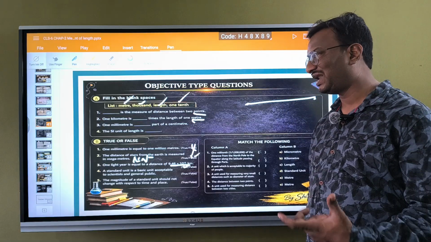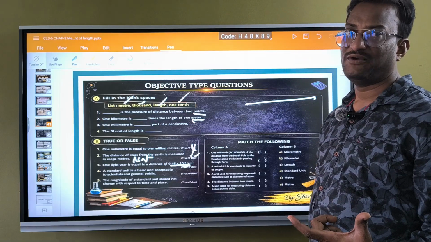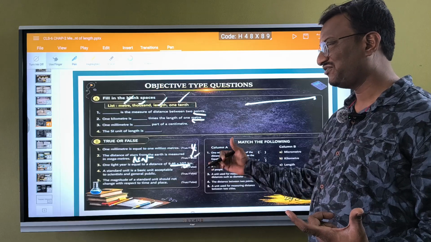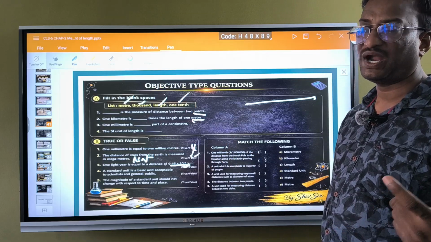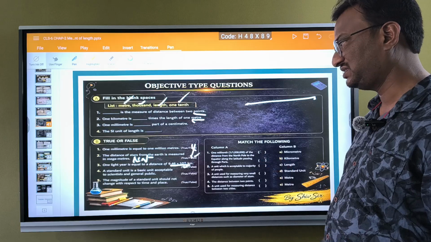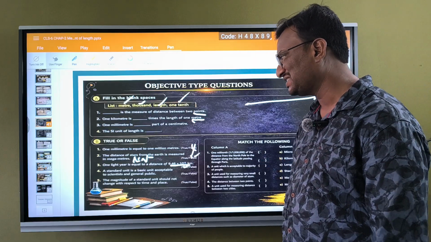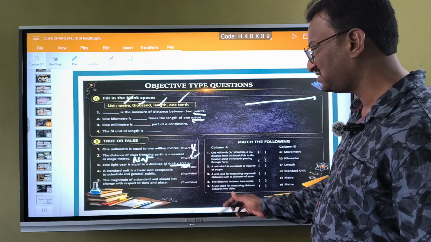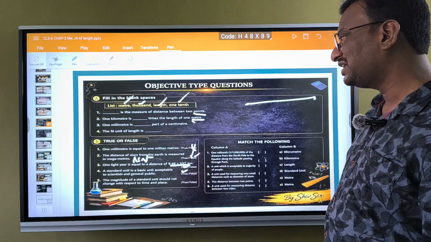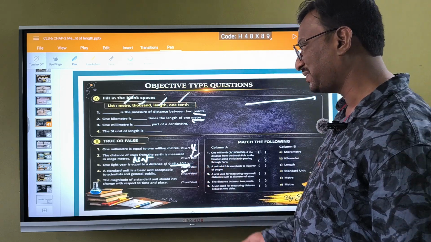So what is the 1 light year value? We have not mentioned it in our topic, here we got it now. That value is 9.46 into 10 power 12 kilometers. A standard unit is a basic unit acceptable to scientists and the general public. Yes, it is true. The magnitude of the standard unit should not change with respect to time and place.